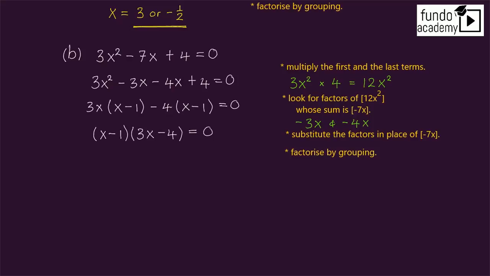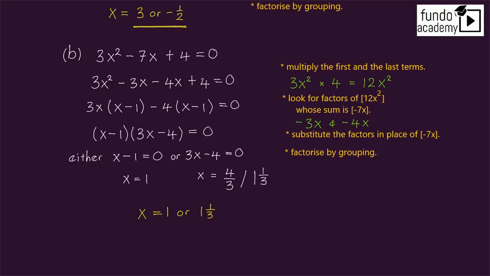And that means that either x minus 1 is equal to 0 or 3x minus 4 is equal to 0. Solving the two linear equations, then x will be equal to 1, or x will be equal to 4 over 3, which is also 1 and a third. So those two are my solutions. x is equal to 1 or 1 and a third. I hope you got the answer correct, and I'm going to be giving you more examples, more problems to work out.